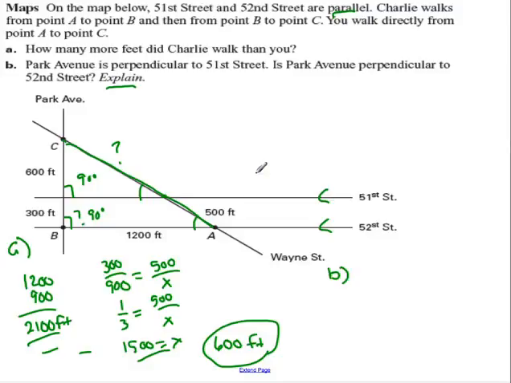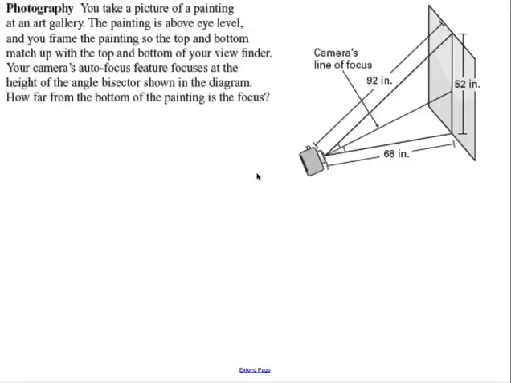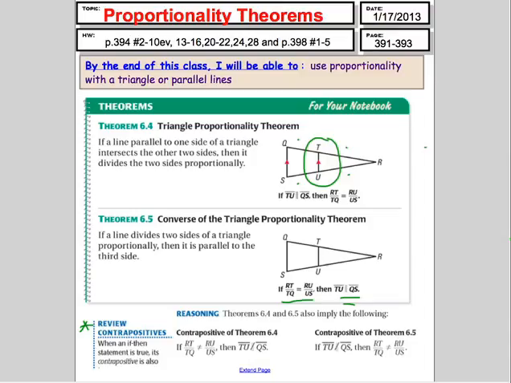Now, we could also take a look at an example dealing with photography. I want you to look at that on your own. Just a lot of different ways that you can actually apply a lot of the concepts we're talking about for this class. Remember, it all does come back to proportionality and how you use it.